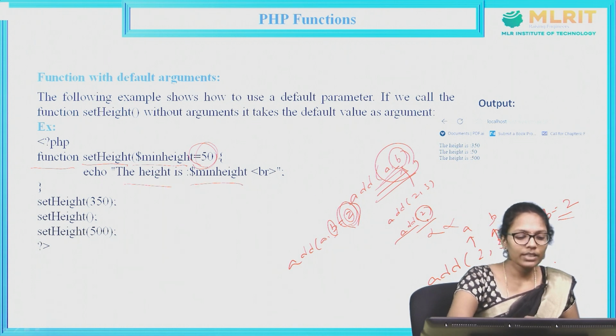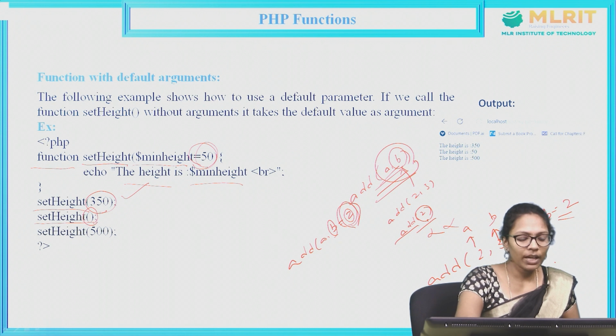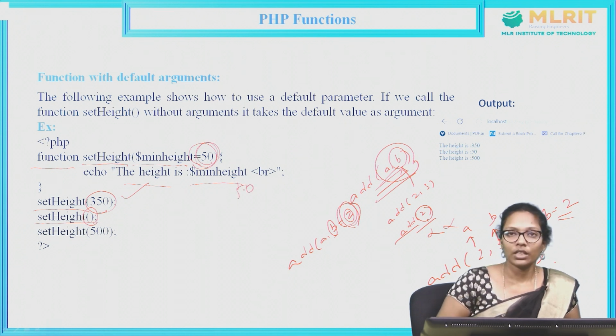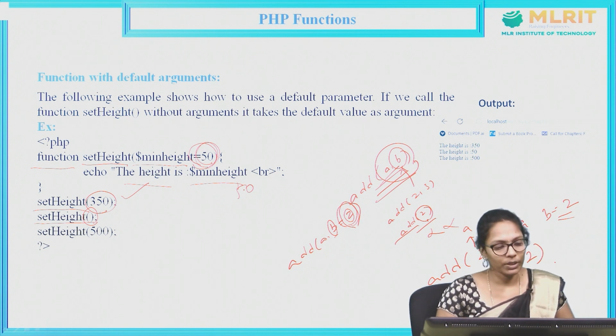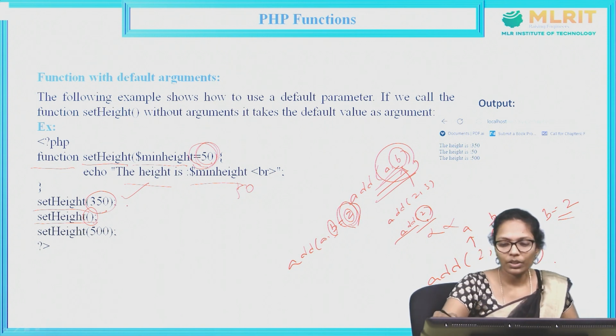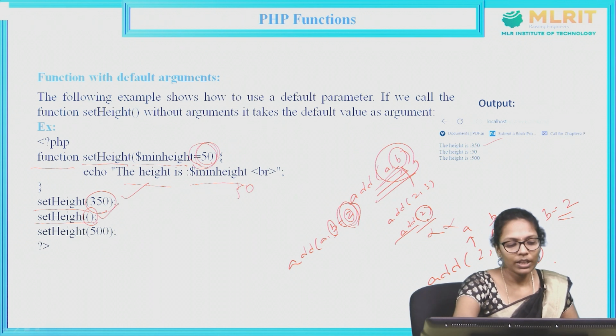So the height is here. For example, consider the first call, he is passing 350, then the height will be 350. But coming to the second call, he is not passing any value, so that's why he is taking the default value as 50. So that's a use of default argument. So what is the output I'll get here? The first one is 350, second value no value, so that's why it's taking 50, and the third one is 500 again.